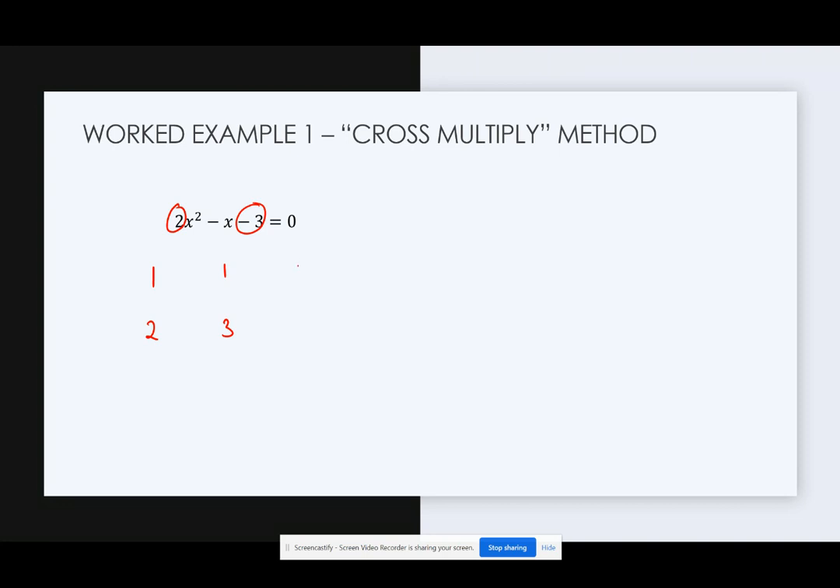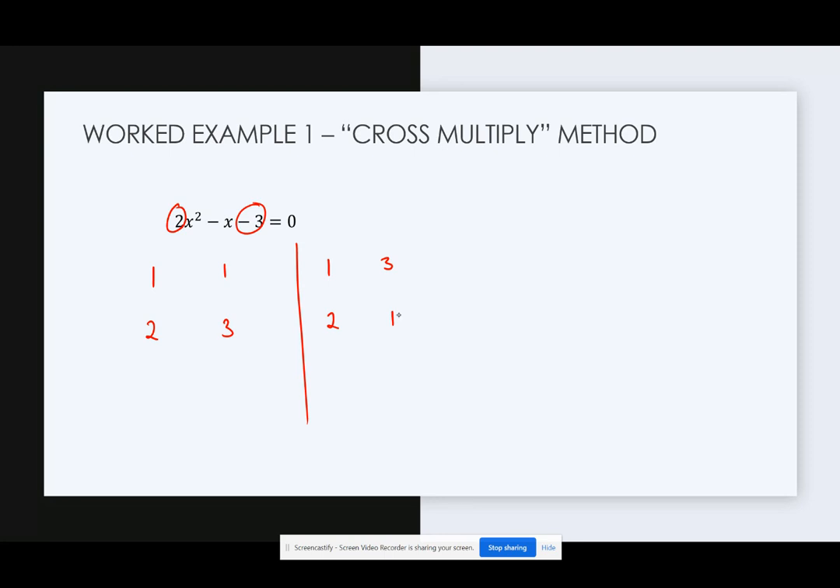Notice that there's actually a different way I could do this by listing the factors in a different order. So I can list 1 and 2 the same way, but then I could also list -3 as 3 and 1. Now at this stage, I'm not worried about negatives, so just ignore those. We'll deal with them a little bit later.